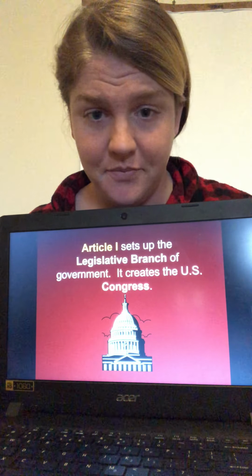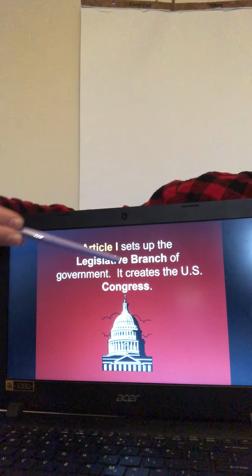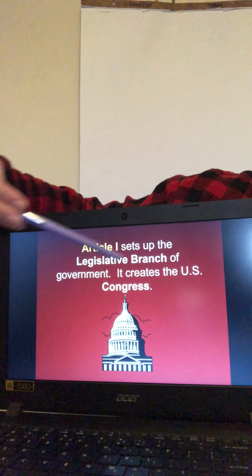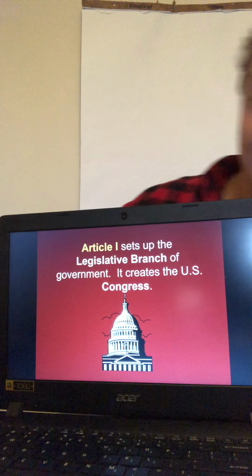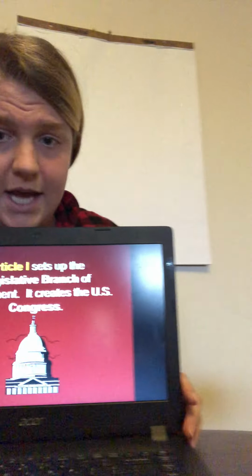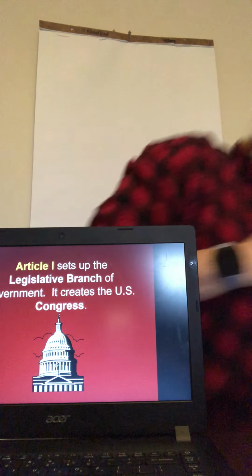Okay. So, Article 1 sets up the legislative branch of government. It creates the U.S. Congress. I'm going to show you this real quick, as you're still writing that down, Article 1.